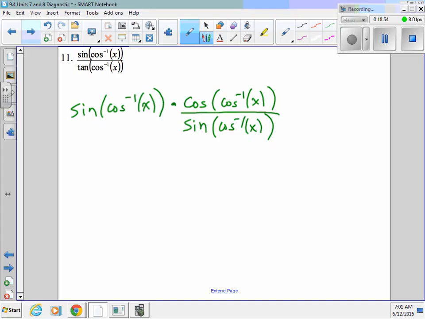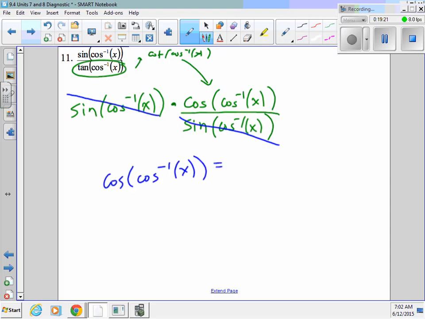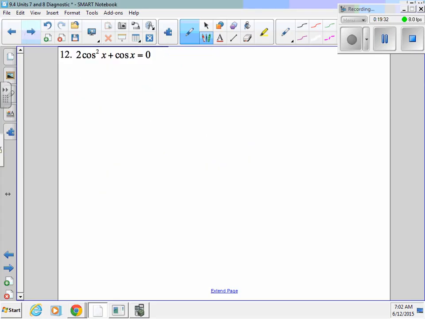Just to recap that, I probably went a little fast there. This thing is the same as cotangent of cos inverse of x. And then cotangent of inverse cosine of x is cosine of cosine inverse of x over sine of cosine inverse of x. So the sine of inverse cosine of x cancel, and now I'm left with cos of cos inverse of x, which is just x. Cos and cos inverse are inverses. They go away. I want the cosine of the angle whose cosine is x. That's just x.